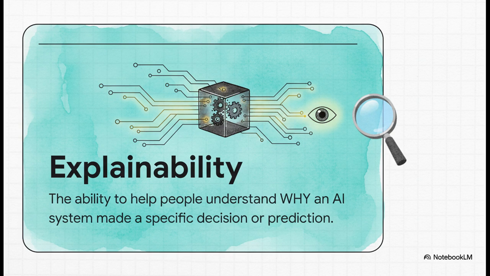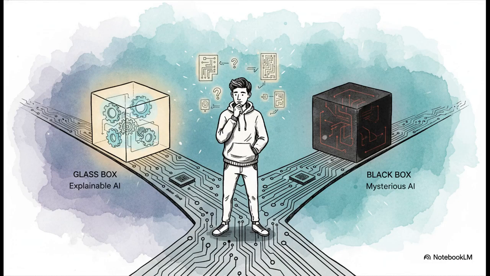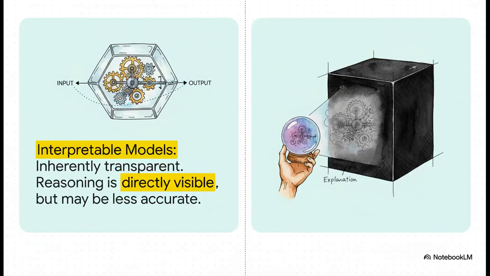Now, when it comes to getting that explanation, the folks building these systems have a pretty fundamental choice to make. There are basically two very different ways to design an AI that we can actually understand. On one side, you've got what's called the glass box approach. These are models that are transparent by design. Think of a simple decision tree. You can literally follow the path from the question to the answer. The trade-off? Well, they're usually less complex, so they might not be quite as accurate for really tricky problems.